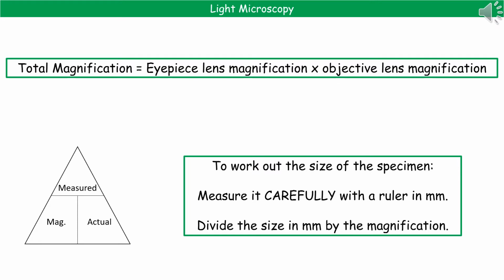There are 2 calculations you could be asked to do with regards to microscopy. First one is to work out the magnification using the eyepiece lens times the objective lens. Or the second one is to work out the size of a specimen, and they will give you the picture and you've got to measure it carefully with a ruler first of all and then divide that by the magnification it tells you in the question.